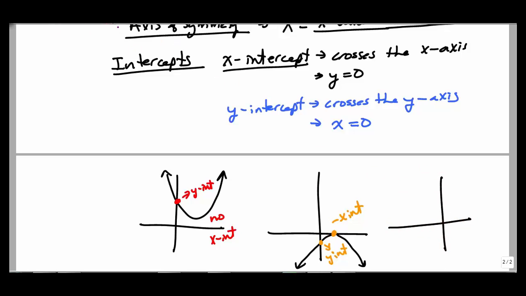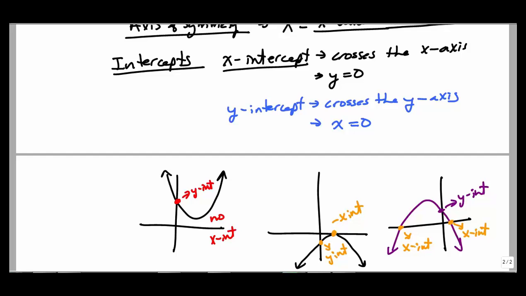Okay, and then we could also have something like, let's say, a parabola opening down. Here we have a y-intercept, and we have 2 x-intercepts. So these 2 x-intercepts are here and here. So for x-intercepts, we could have 0, 1, or 2. The y-intercepts are usually pretty easy to find because we just plug in x equals 0. The x-intercepts are sometimes harder. So what we're going to do is take all of this information and start graphing quadratic functions.